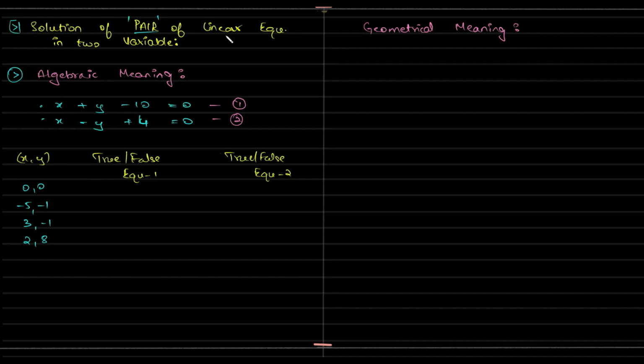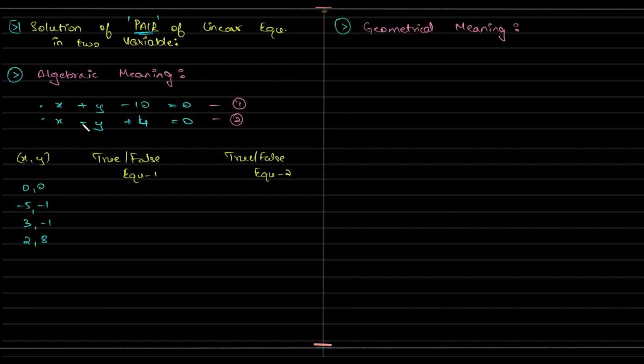Solution of pair of linear equations in two variables. So now we are looking at a pair, not a single one. So what does solution mean when it comes to a pair? To understand this, we can take up two ways. One is algebraic and another is geometric.